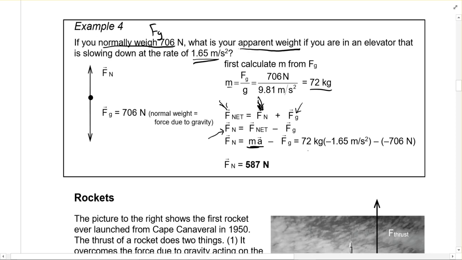So Fn is going to be equal to 72 kilograms times negative 1.65 meters per second squared minus negative, because Fg is down, 706 newtons. And we get a normal force of 587 newtons up, right? And that's going to be your apparent weight. So you appear to weigh less than you normally do because this thing's accelerating downward.